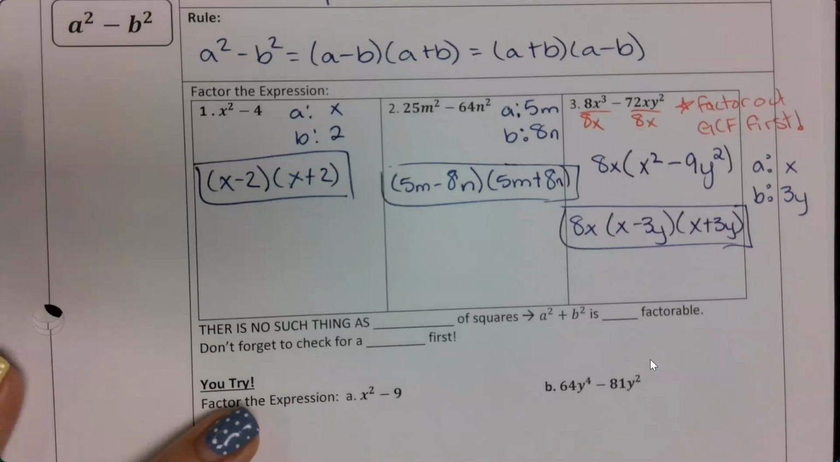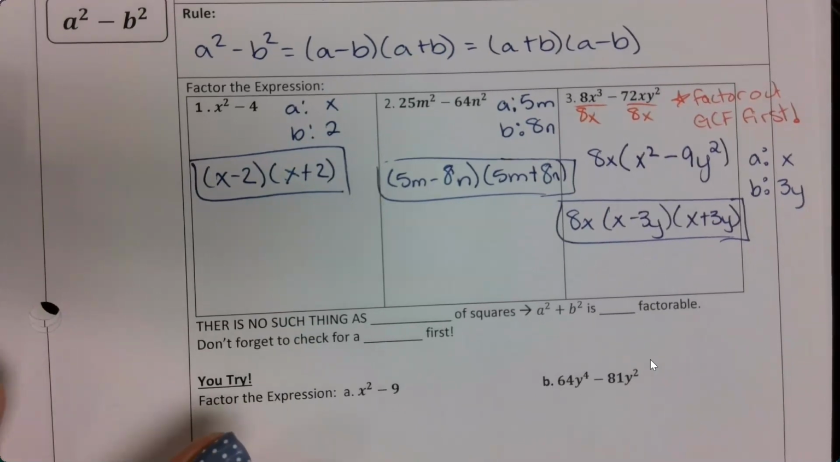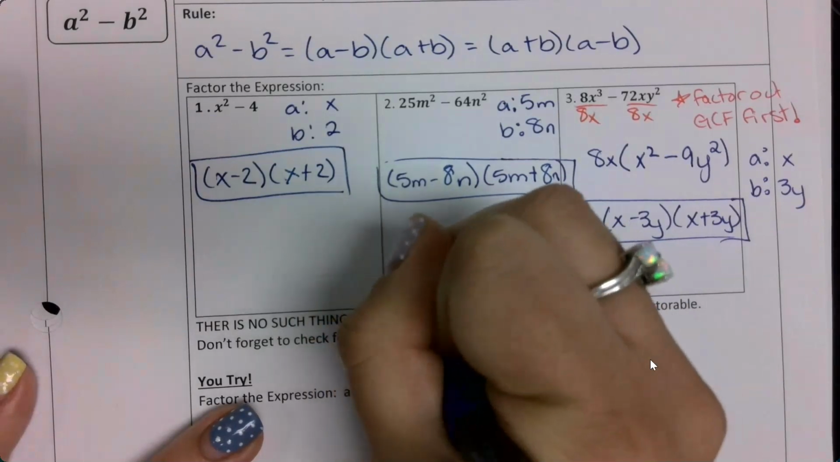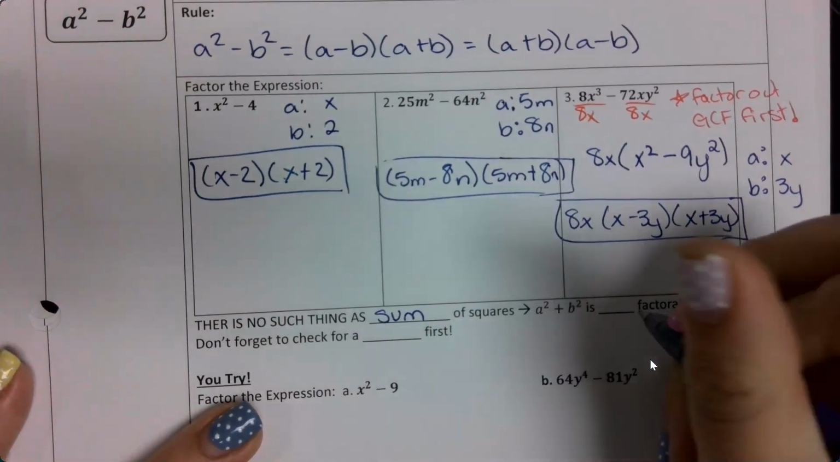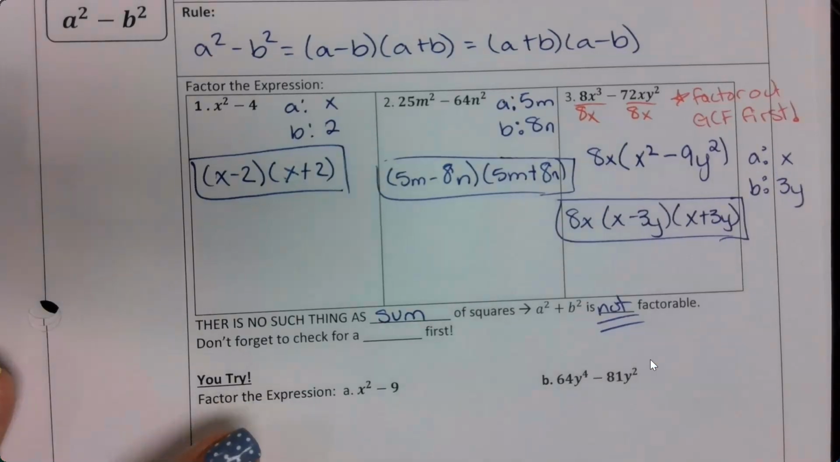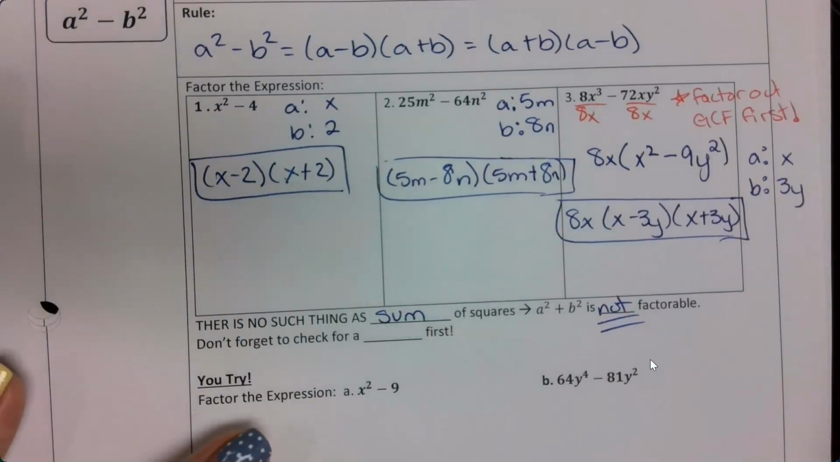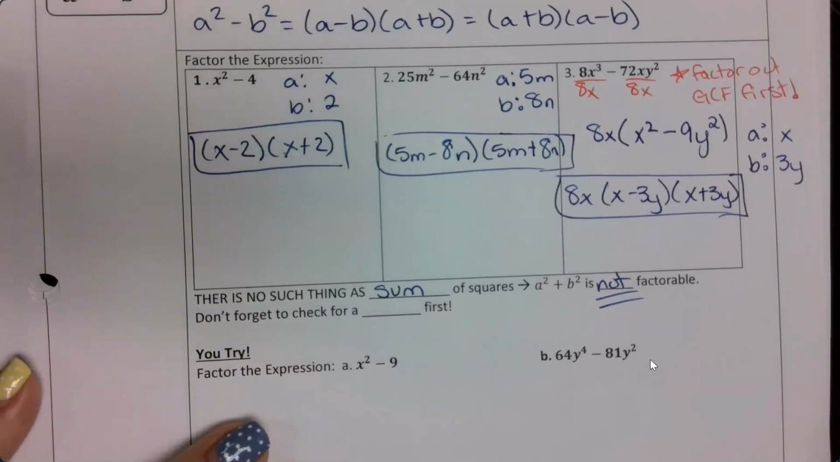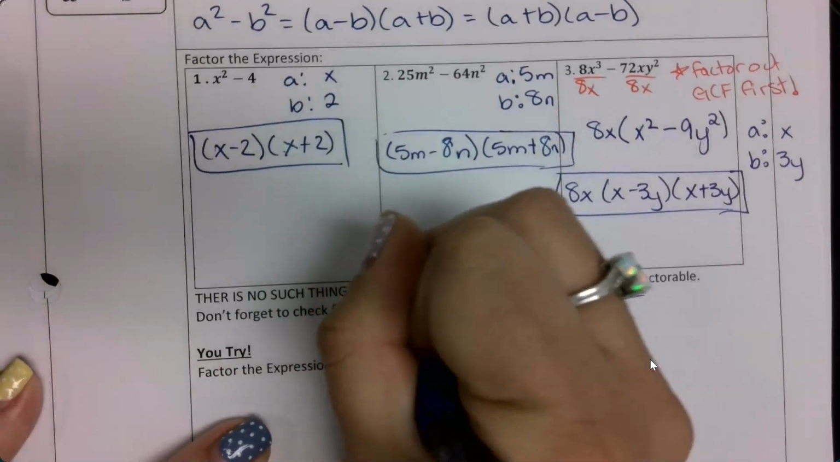Okay, so if I have two perfect squares, they should always be subtracted. There is no such thing as a sum of squares. So if I have a squared plus b squared, it is not factorable. Then I want to remember to check for a GCF first.